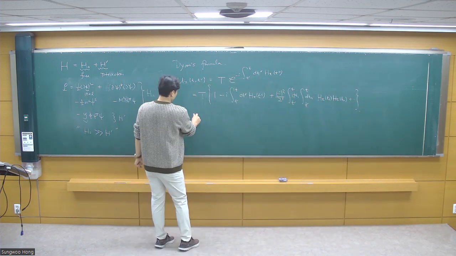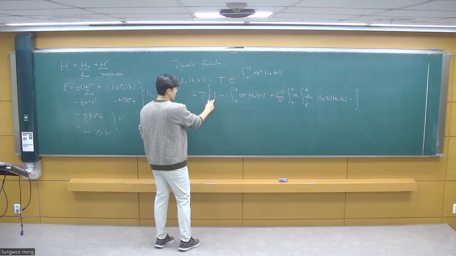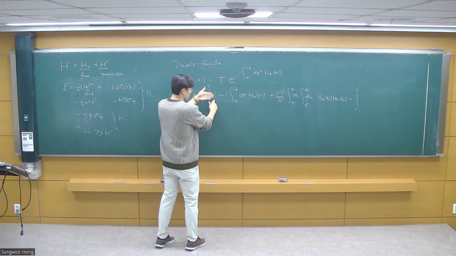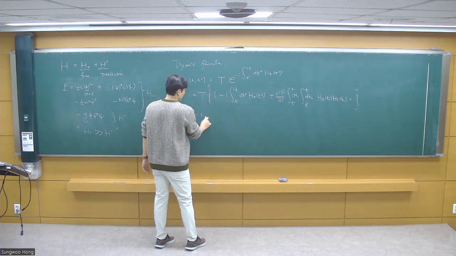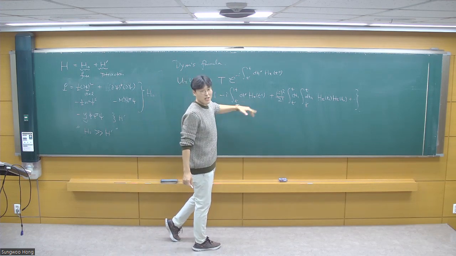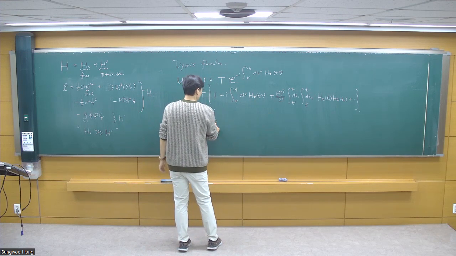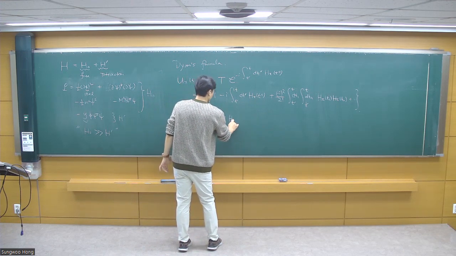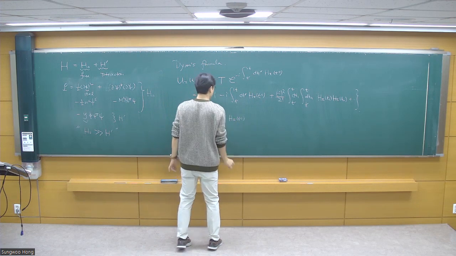So now let's do this. This is the first-order operator, so it doesn't have a time ordering. There's no time ordering, meaning there's only a single time. You just write that as this. Nothing needs to be done. So now the second order in perturbation theory.